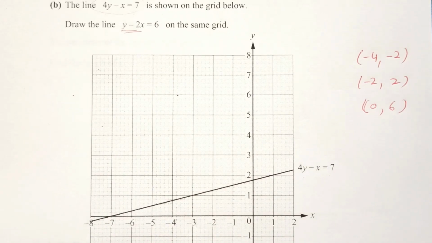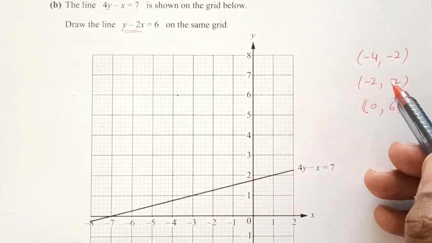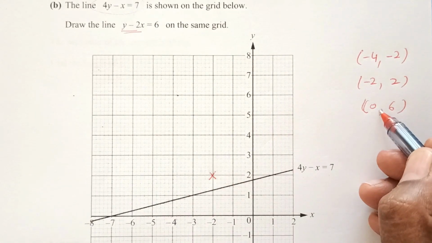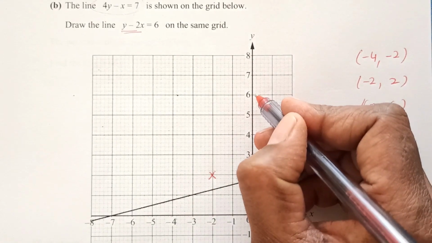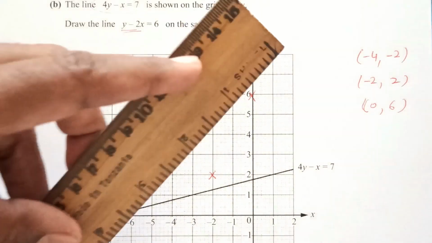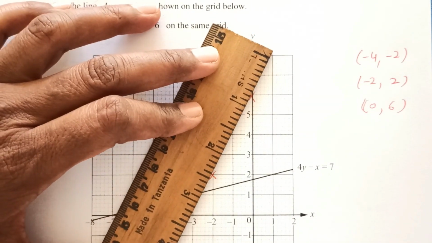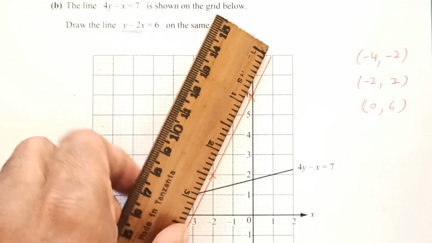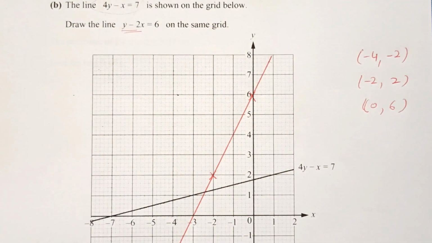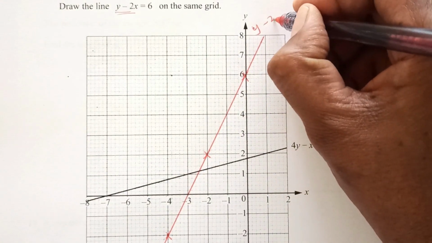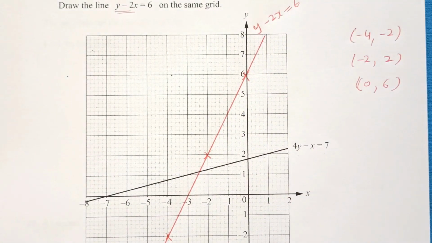So this is the point. Then negative 2 and 2: x negative 2, y 2. Then x 0, y 6 is here. Then we just need to draw a line through them. Like this. So this is the graph of the line y minus 2x equals 6.